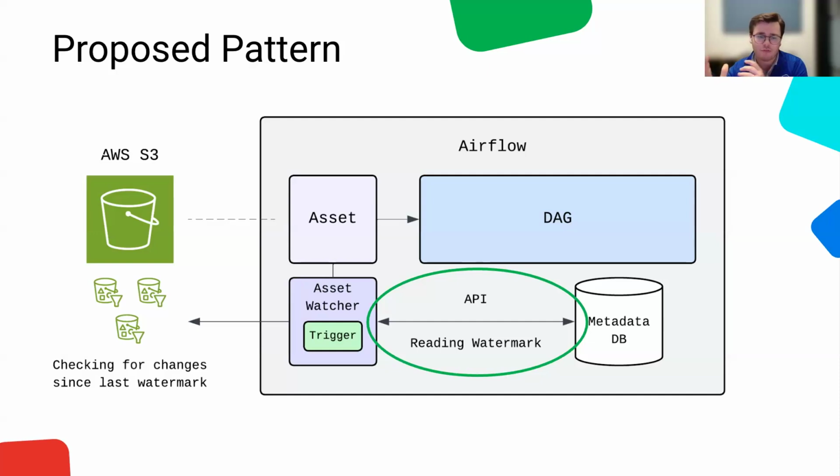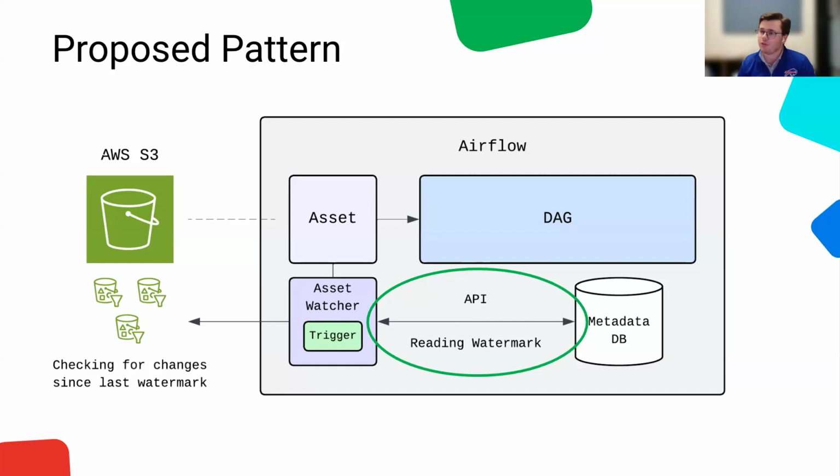So I still have my asset watcher, which is running my trigger. Now what my trigger is doing is it's saying, okay, scan my files in S3 and only return those that have changed since my last watermark. So my trigger needs to read somehow from the metadata database. Somehow it needs to figure out what that last watermark is. Then it can scan S3 for any files that have been changed since then.